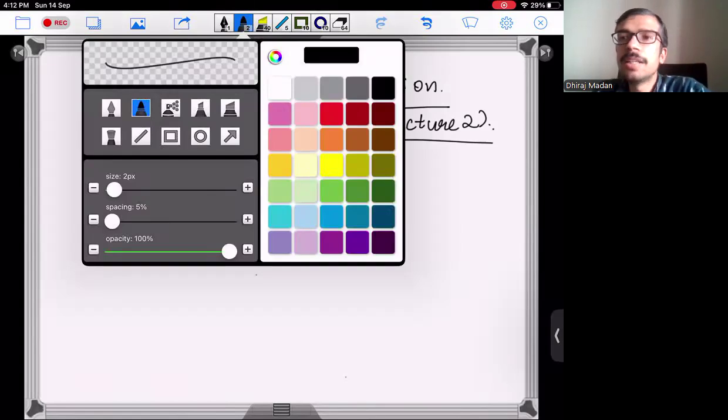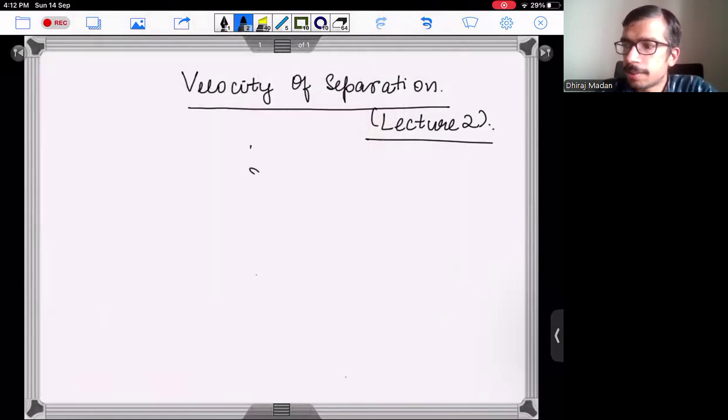I am Dhiraj Madan. This is a subtopic of kinematics, as we discussed earlier. Today we will continue with this topic and look at a new problem, again from the textbook by Irodov, and essentially this has some applications in warfare also. So let's see what this particular problem is. Before that, I'll just recapitulate what we did last time.